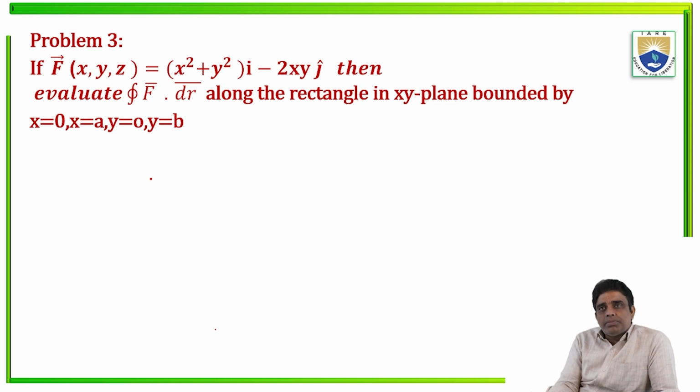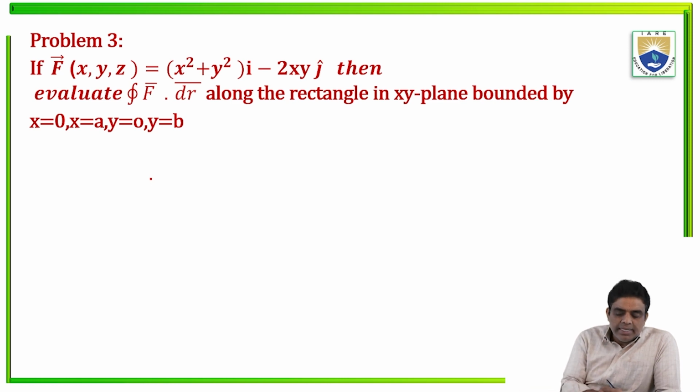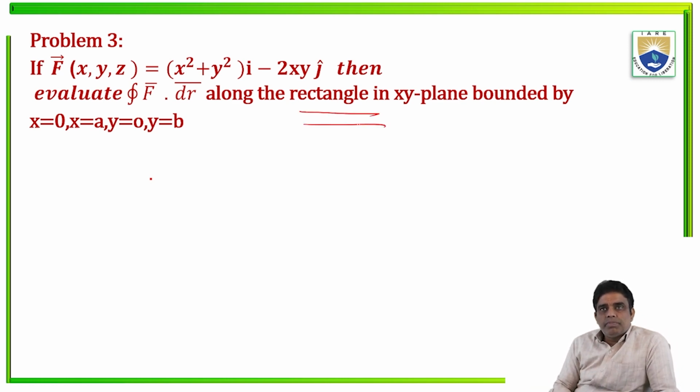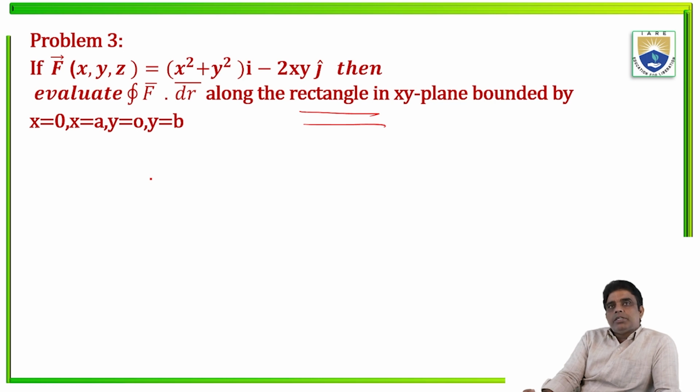And here we have to observe what closed curve is given in the region. So it is a rectangle. In the first problem, it was a parabola. In the second problem, we saw a line in three-dimensional space. And in this example, there is a rectangle in the xy plane.